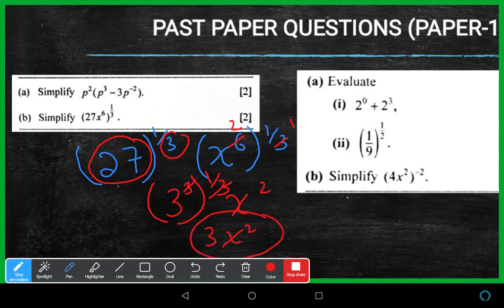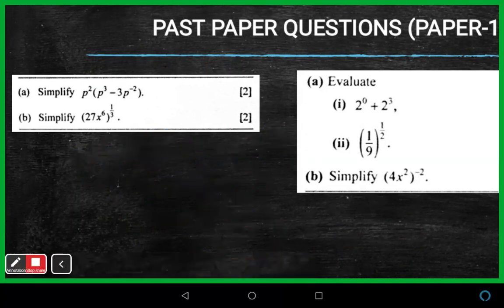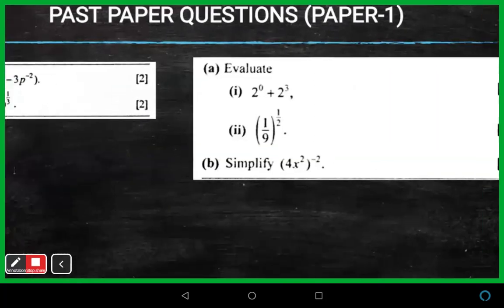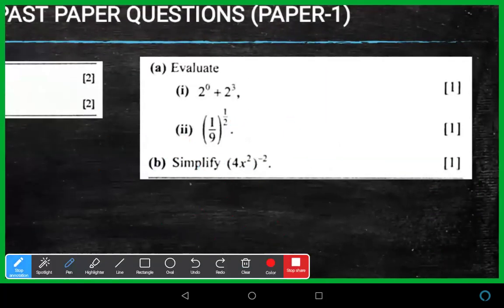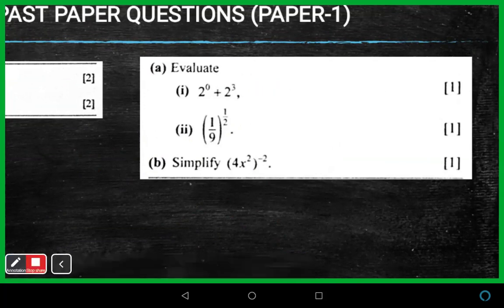Okay. Now, next question. We have already done this type of question, so this question is also homework for you. Try to solve this question. Very easy question. Just apply the simple basic concept of that topic. If you know the concept, you can solve it easily. That's a very easy question. So try by yourself. It's homework for you.